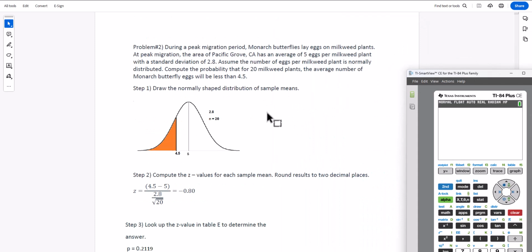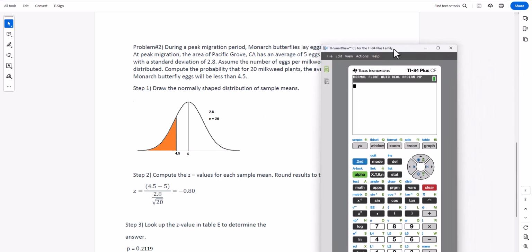Let's take a look at the second problem. It states during a peak migration period, monarch butterflies lay eggs on milkweed plants. At peak migration, the area of Pacific Grove, California has an average of 5 eggs per milkweed plant with a standard deviation of 2.8. Assume the number of eggs per milkweed plant is normally distributed. Compute the probability that for 20 milkweed plants, the average number of monarch butterfly eggs will be less than 4.5.